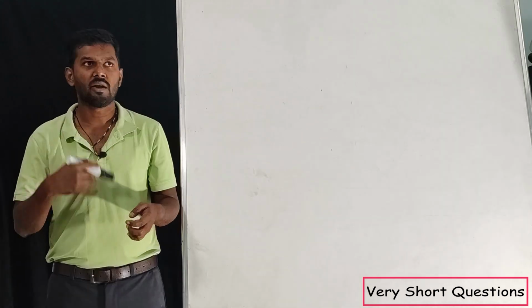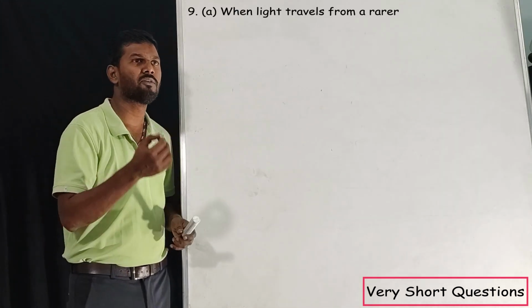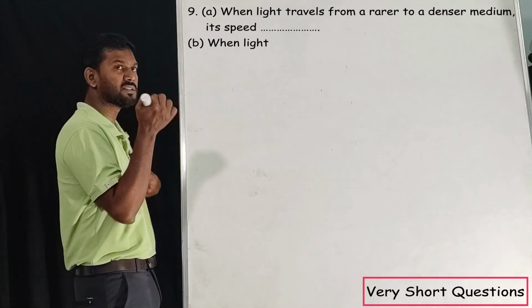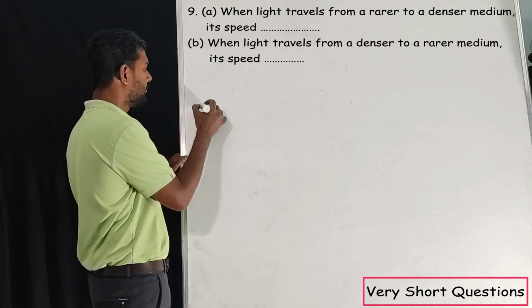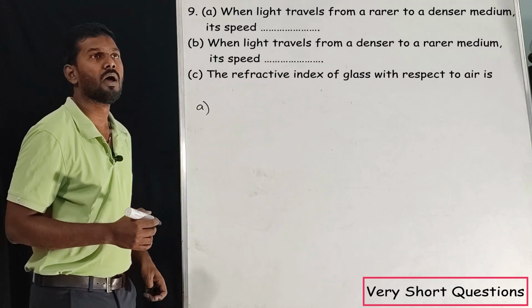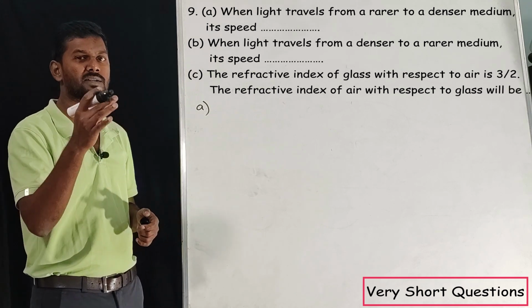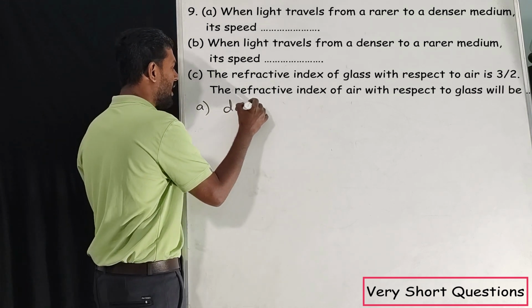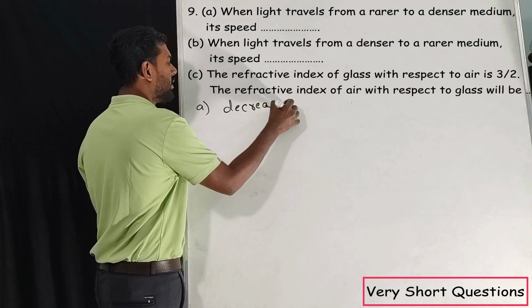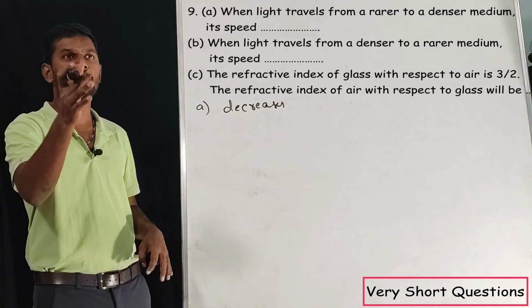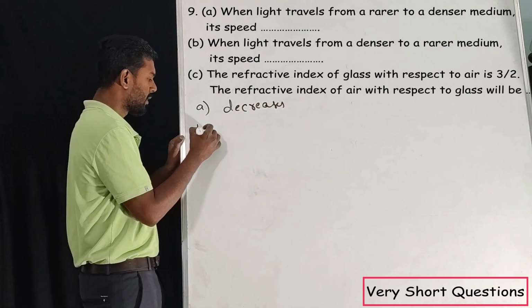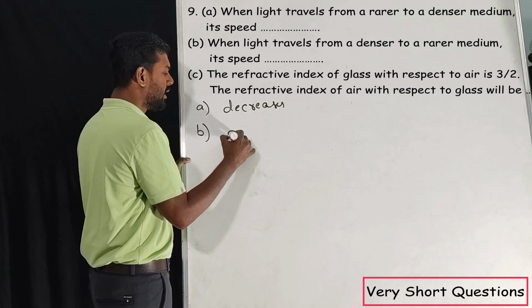Our next question: fill in the blanks to complete the following statements. Okay, first one. When light travels from rarer to denser medium, its speed decreases. This is what we have learned in the concept video and one of the questions. Rarer to denser, speed decreases; denser to rarer, speed increases.